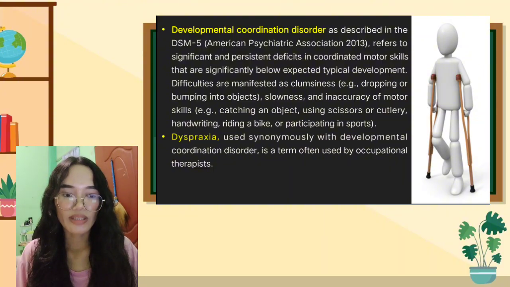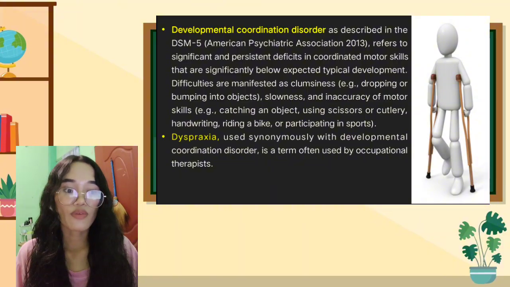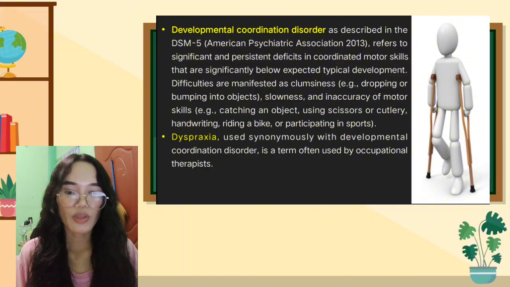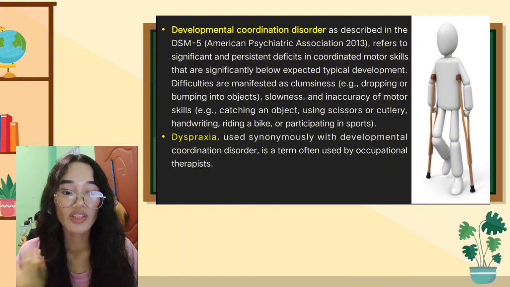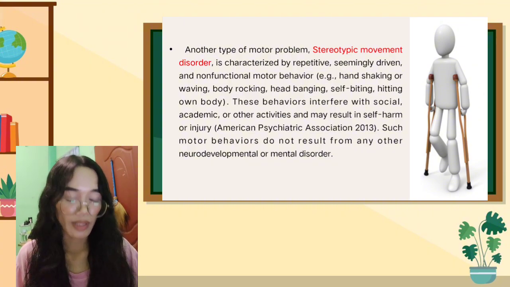At meron din tayong tinatawag na dyspraxia. When we say dyspraxia, ito yung used synonymously with developmental coordination disorder. So it is a term often used by occupational therapists. So itong dyspraxia is that may kakulangan siya sa physical appearance, kung pwedeng putol yung paa niya or di kaya yung kanyang arms.